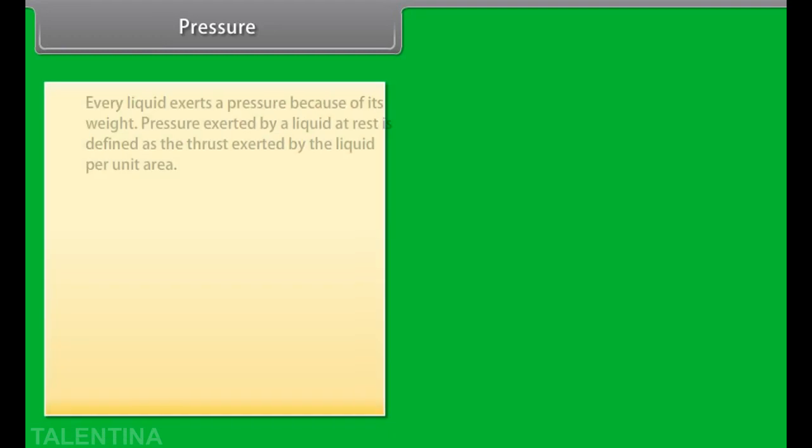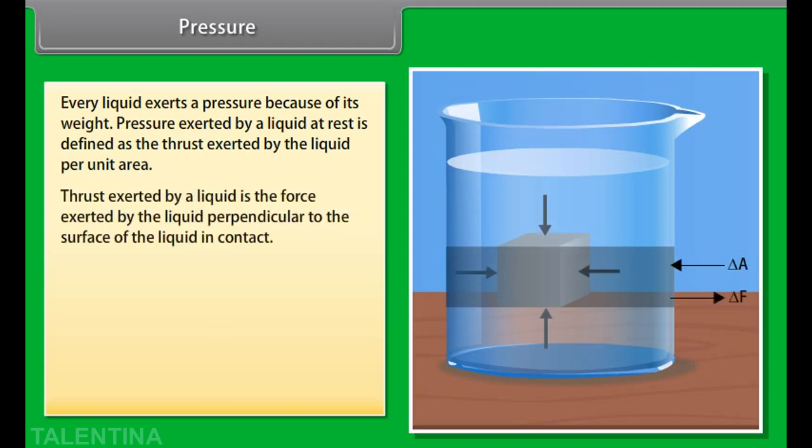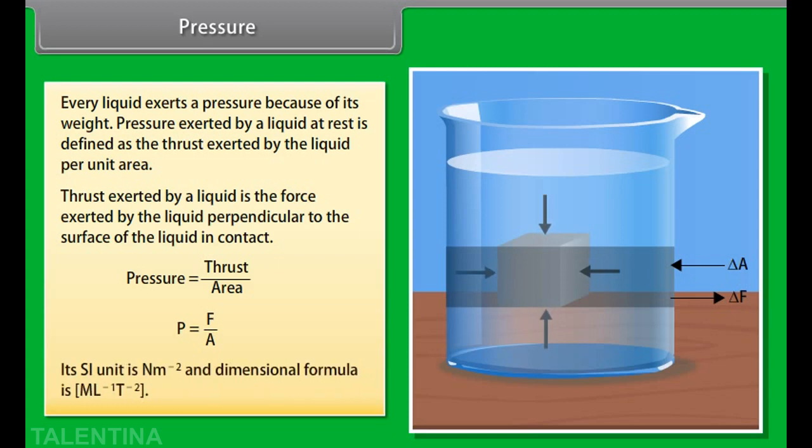Pressure. Every liquid exerts a pressure because of its weight. Pressure exerted by a liquid at rest is defined as the thrust exerted by the liquid per unit area. Thrust exerted by a liquid is the force exerted by the liquid perpendicular to the surface in contact. Pressure is equal to thrust upon area, P = F/A.